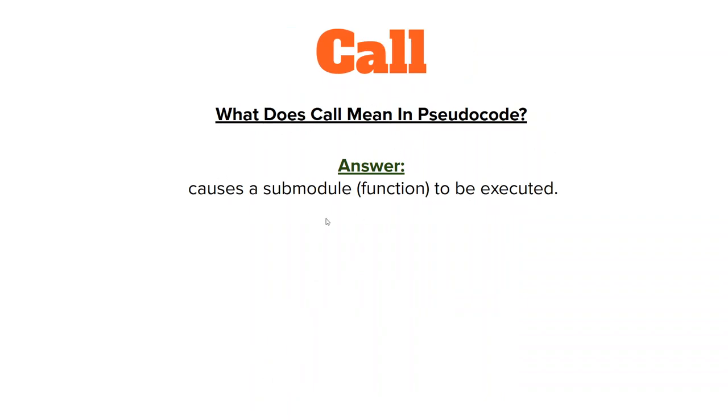Call. I don't have an example displayed here, so I'll just tell you. Call in pseudocode means to cause a submodule or function to be executed. If you're running a program and a function is called, the program is going to stop whatever it's doing, run your function, and then continue on with the rest of the execution until it ends.